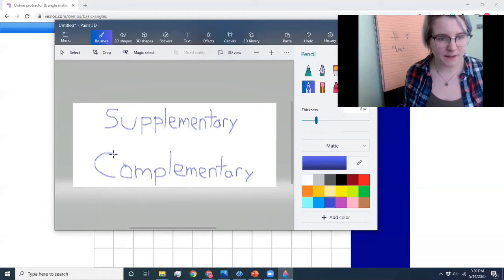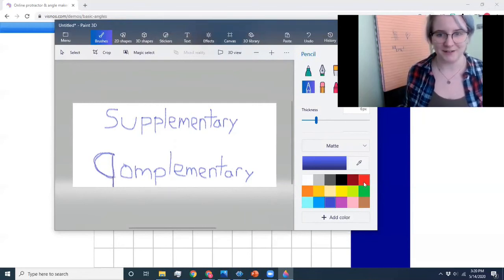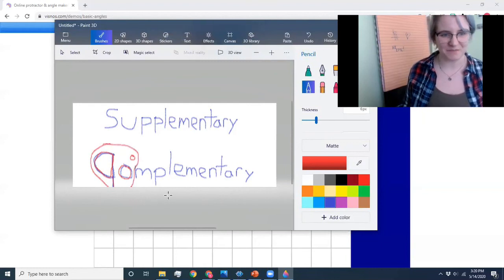So if I take this C in complementary, and I kind of do this to it. Do you see what I just did? Do you see what's there? Suddenly we can remember that complementary angles add up to 90 degrees. Does that make sense? Let's take a look at the word supplementary.